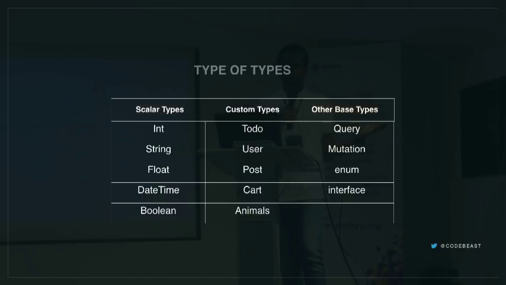The custom types are the ones you create for yourselves. Like in structured languages such as C#, you have classes or interfaces; those names are the custom types in GraphQL. Just like the Todo we created in the previous slide, in this case it's a custom type. A custom type can be a resource in your application. So there is todo, user, post, cat, animals. It can be anything. Then other base types, which are GraphQL defined, are things like interface, enum, mutation, and query. You're going to see the differences between those base types now.